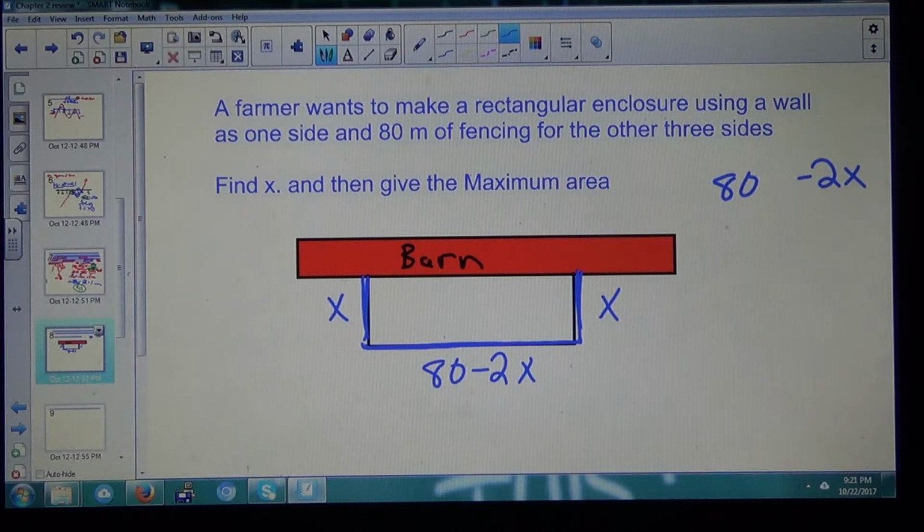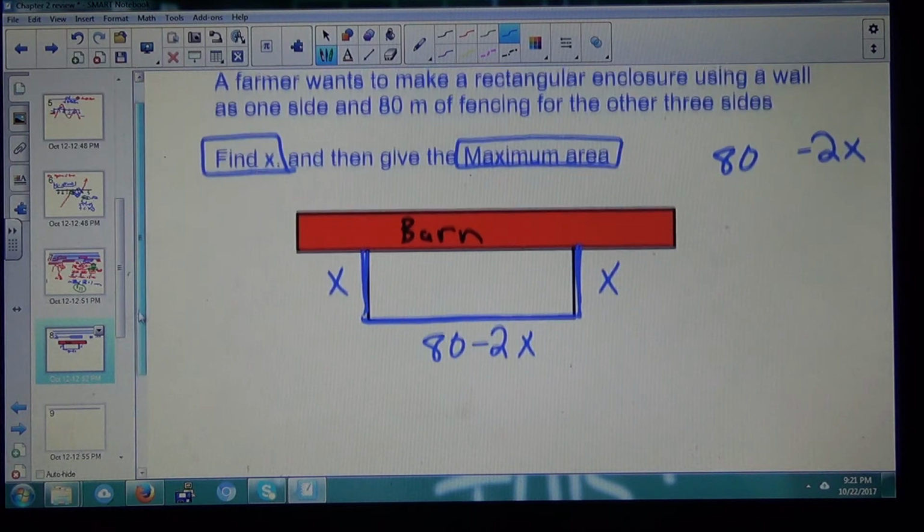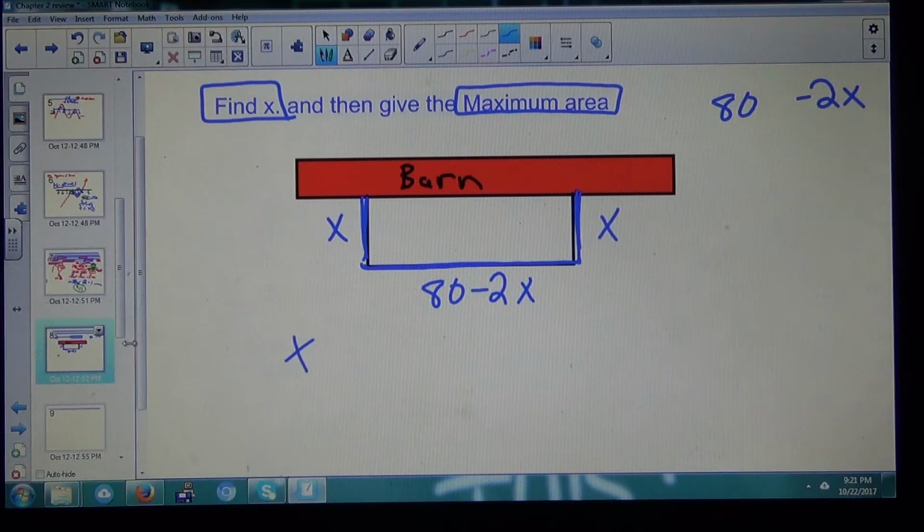Okay? So now I've got my sides, and I have to read the question here. It says find x, the value of x, and then give the maximum area. Maximum, same problem as last time. Maximum is also called a vertex. The area formula is probably what we need to know here. We've got what shape? Yep, a rectangle. So rectangle area equals length times width. And how do you do length times width? Once we're doing that, then we just distribute.